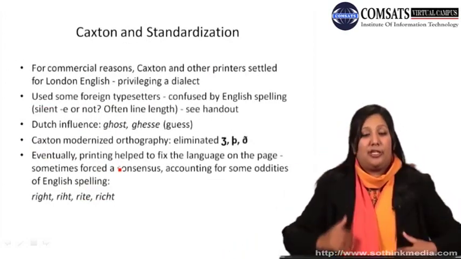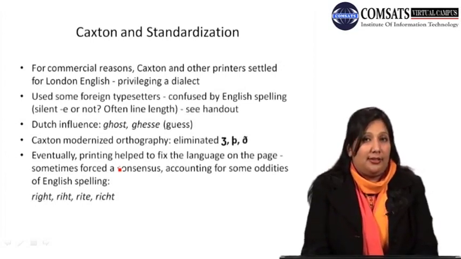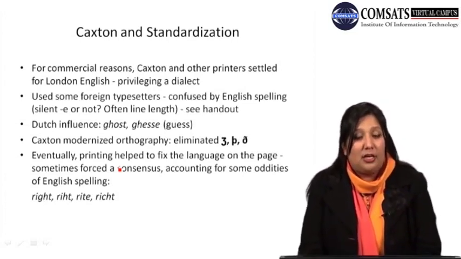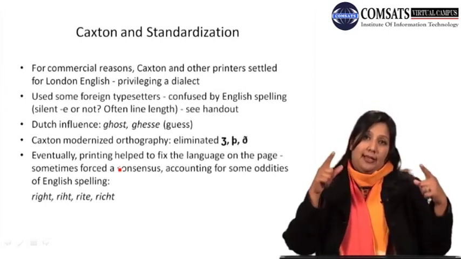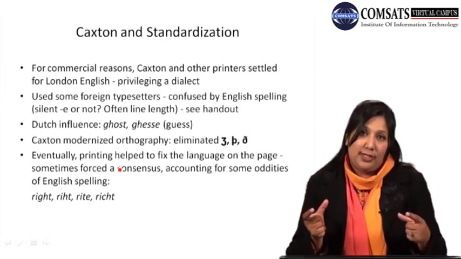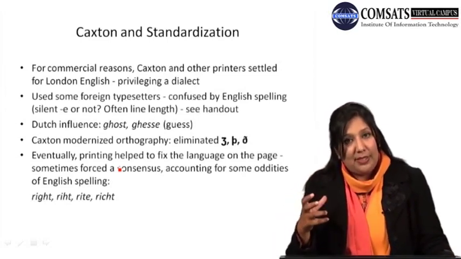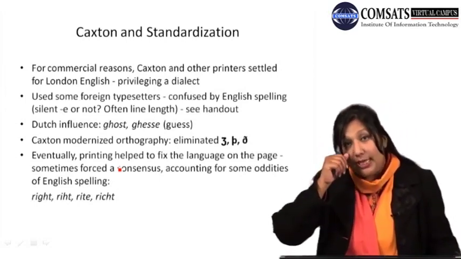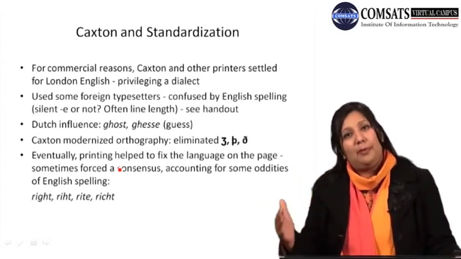Caxton and standardization. Let's see how Caxton and standardization are mutually interlinked. For commercial reasons, Caxton and other printers settled for the London English, privileging a dialect. So when one dialect, one regional variety of language, started being used in publishing and in the press, it was used especially to access the people, and it was being accepted by the people as well.